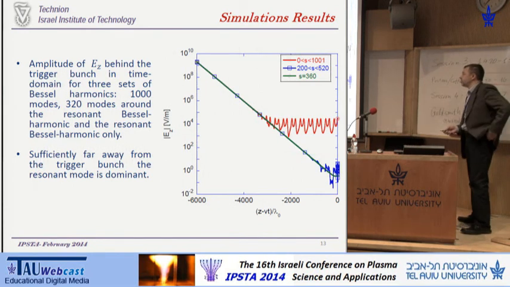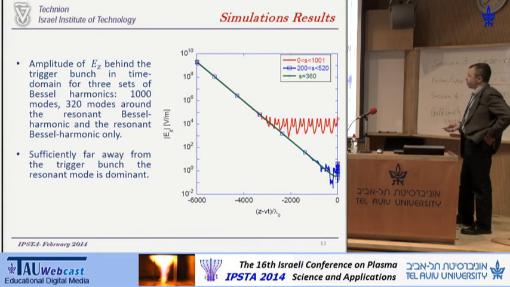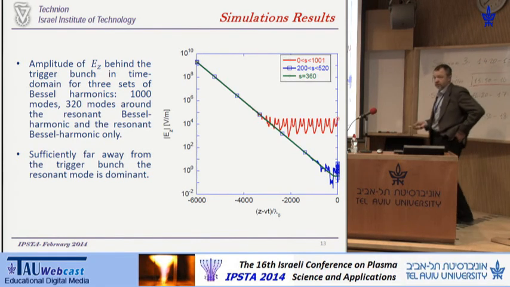On this graph, we see the dynamics of the spectrum of the wake as a function of distance from the trigger. The green line corresponds to the amplification of the resonance mode only, 360. You see that it is fairly exponential, but if we consider the sum of the first 1,000 modes, which is the red line, we can see that after approximately 3,000 lambdas there is no difference between the two lines, meaning that after 3,000 lambdas the wake is dominated by the resonant mode and is actually a monochromatic wave.